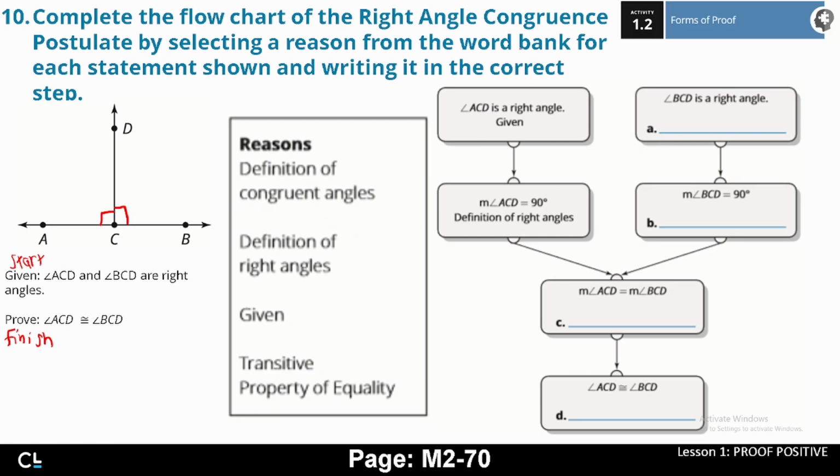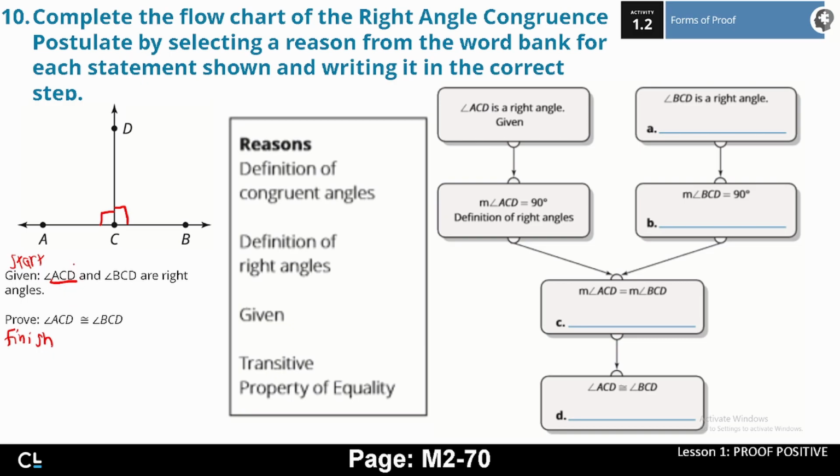So let's look at up top. It says angle ACD is a right angle, which is what we have right here. ACD is a right angle. But what else is a right angle? It says BCD is a right angle. What was our reason for ACD being a right angle? It was given. It was told to us, right?